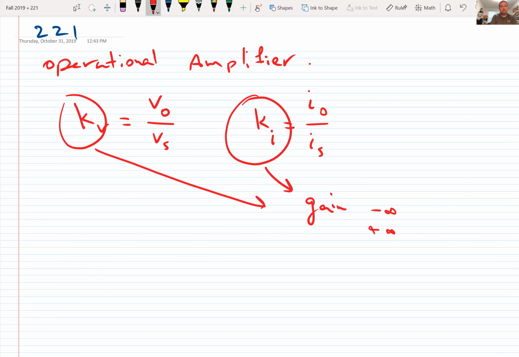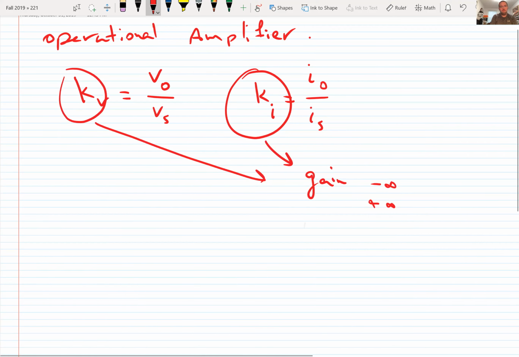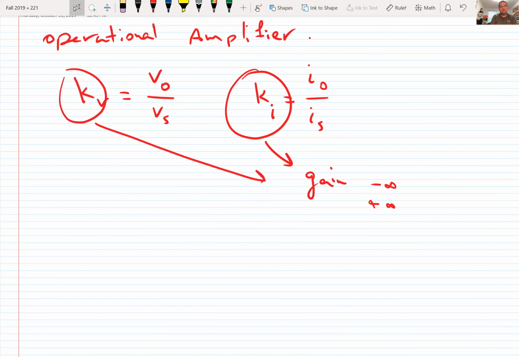Okay, so first let's see how an OpAmp looks. Here we have an OpAmp. Let me show you. Give me a minute. Okay. Here we have an operational amplifier.